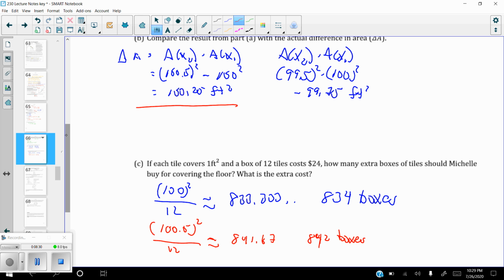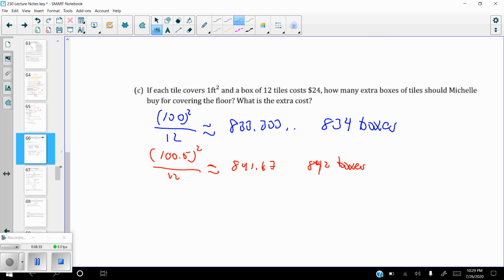Because it's asking us how many extra boxes of tile we should buy, it's 842 minus the 834 that we know that we would have for the 100 by 100. So it looks like that's going to be 8 extra boxes, just in case our tolerance was off by the maximum tolerance we had. The boxes cost $24 apiece, so we'd do 8 times 24. Let's see, what is it? 192, I think that's right. So it would be another $192 that we'd have to spend on those 8 extra boxes if our tolerance was off.